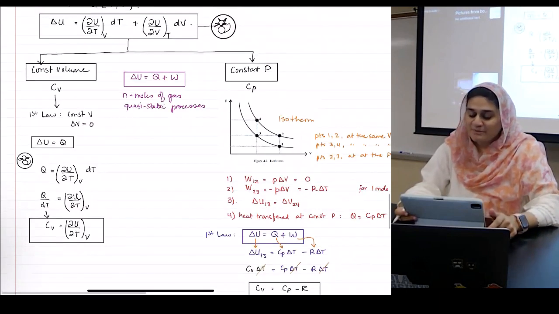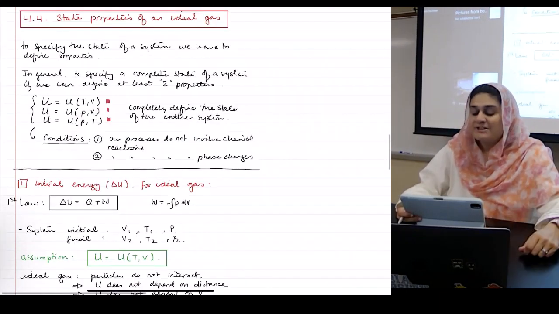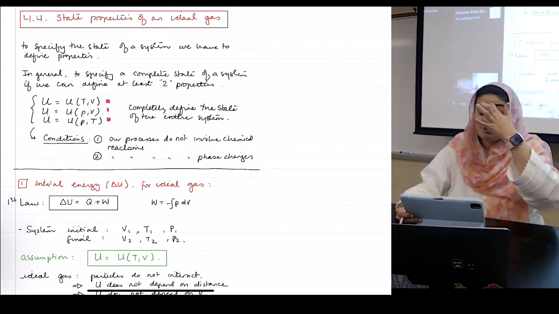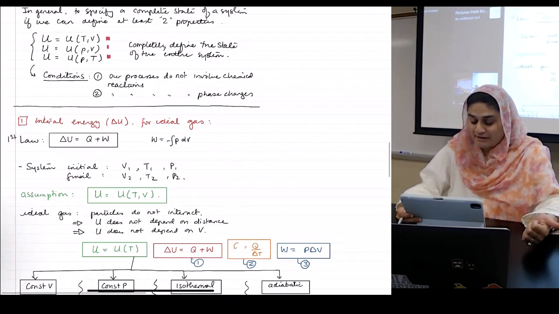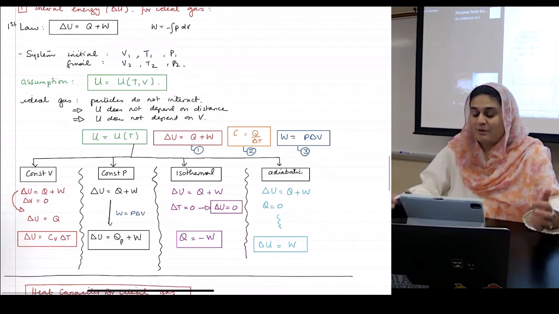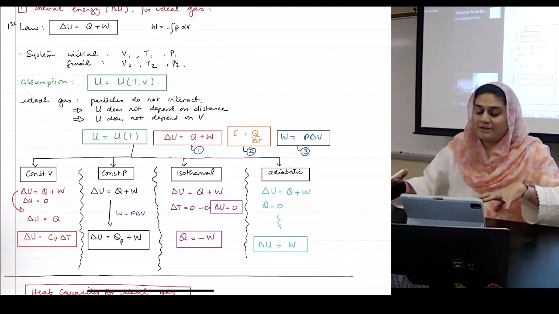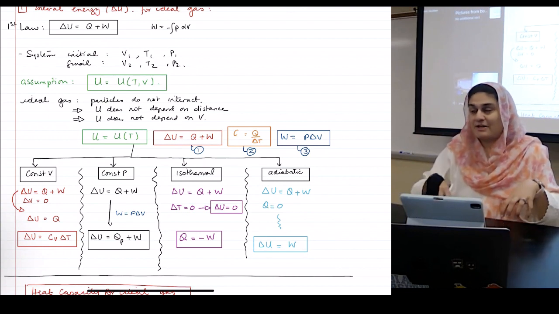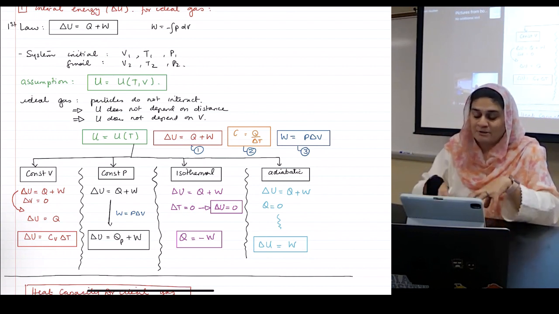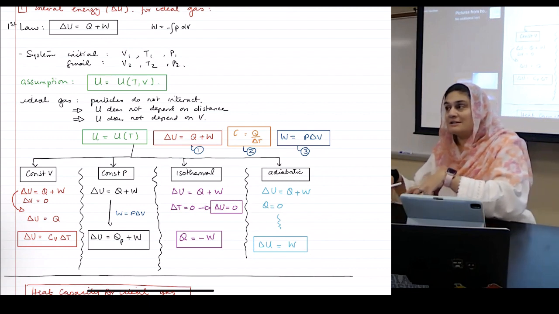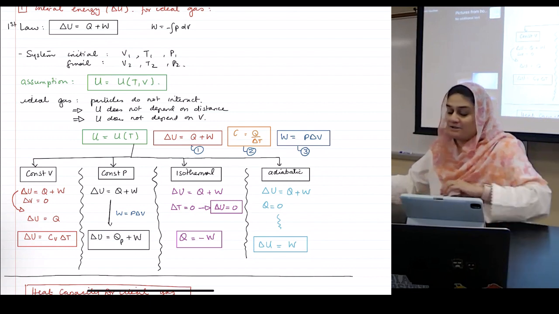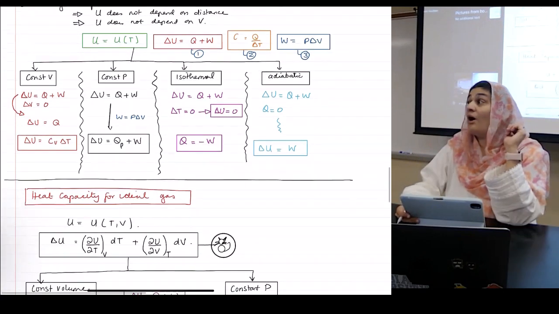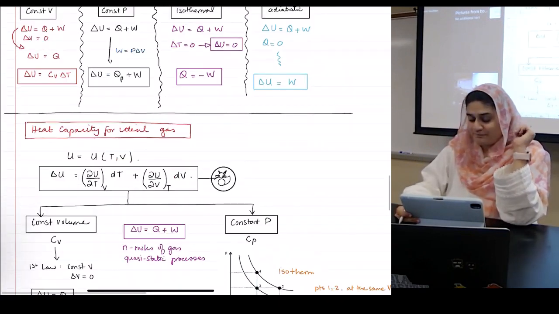So this is what we were doing last time, guys. We started saying that the state properties of an ideal gas would be internal energy. And then we said, how does the internal energy for an ideal gas behave when you have different situations like constant volume, constant pressure, constant temperature, and for adiabatic transformations. And we developed these. So all of these things are important.